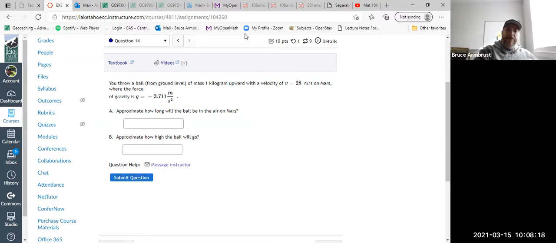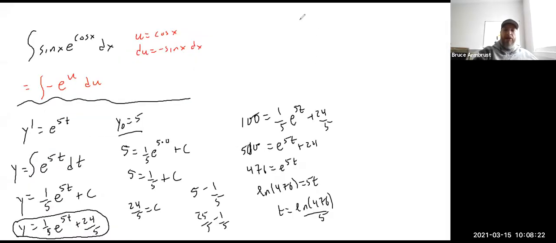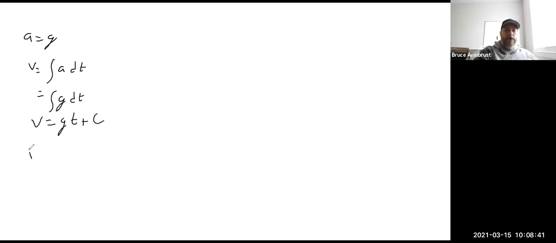If we go back to the generic acceleration kind of stuff, our acceleration is just gravity. So velocity is going to be the integral of acceleration. That's going to be the integral of gravity, which is G times t plus C. We saw before that C was our initial velocity.